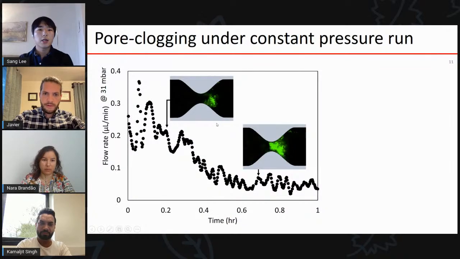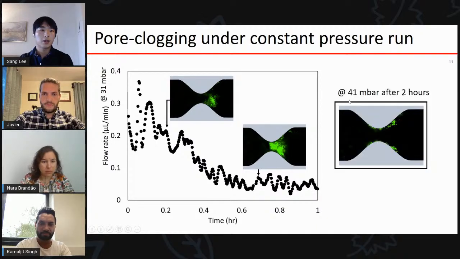Then we related this concept of critical shear stress to the concept of critical pressure. We ran the same experiment, but imposed a constant pressure boundary condition, which was at 31 millibar, which yielded a flow rate below the critical shear stress value. Upon the introduction of the equalized cells to the channel, we see immediate clogging of the pore throat and reduction of the flow rate due to the clogging.